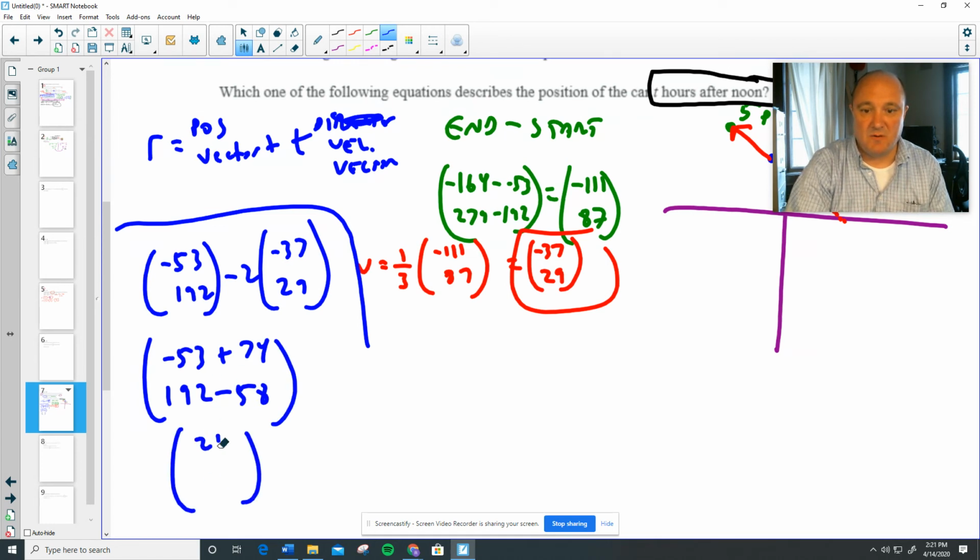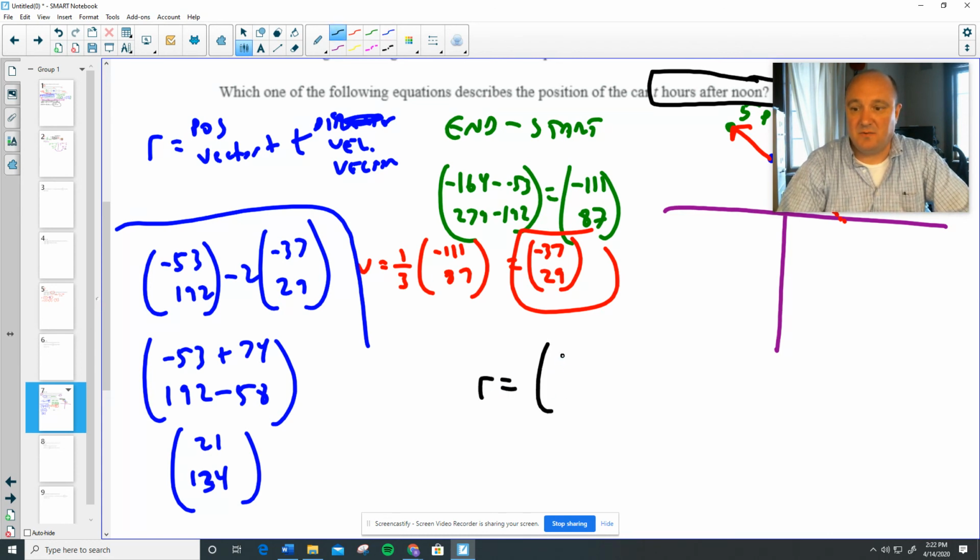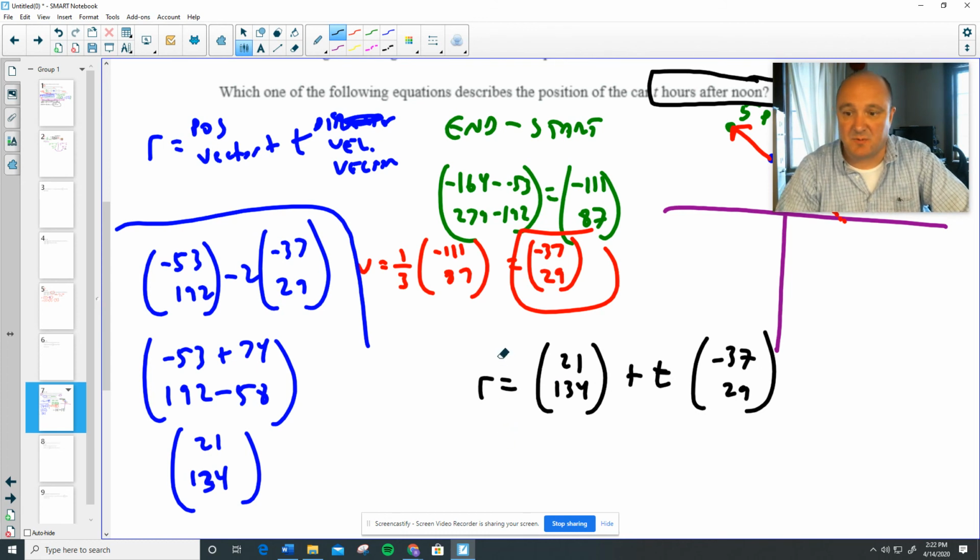So I get 21 and 134. That's where I started at noon. So my equation is r equals 21, 134 plus t times the velocity vector, like so. Again, just like when you wrote equations of lines back in Algebra 1, you've always got a y and an x. When you're writing vector equations of lines, you're always going to have this r and t, like so.